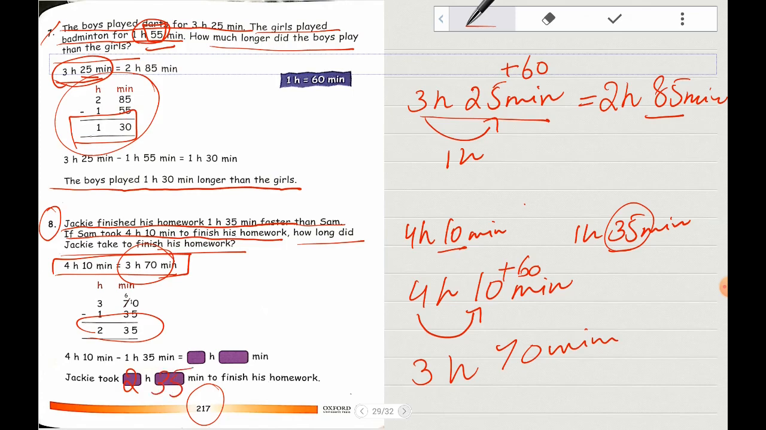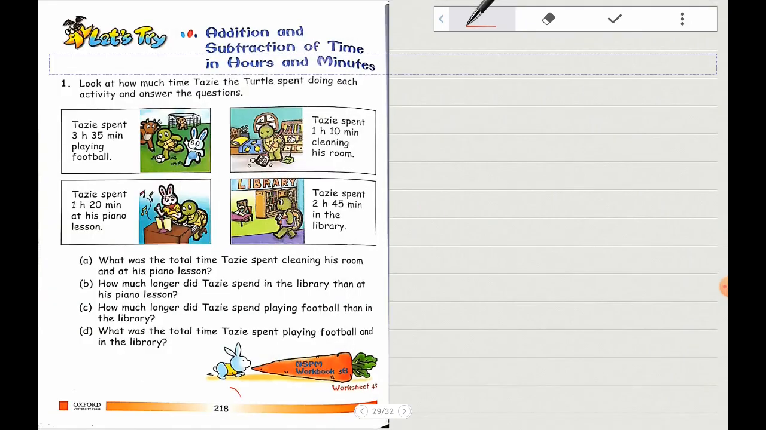Now move on to our next page. Page number 218. This is the practice page. You can practice these sums in your copy. Look at the first example. Look at how much time Daisy spent doing each activity and answer this question. You can see Daisy spent playing football 3 hours 35 minutes. Daisy spent 1 hour 10 minutes cleaning his room.